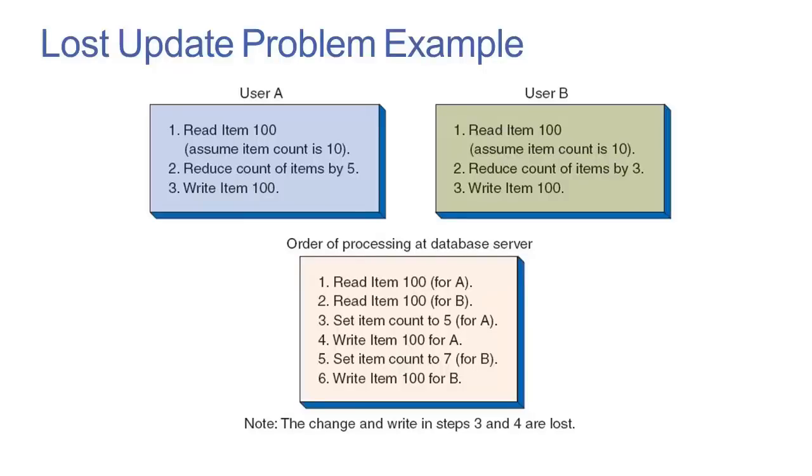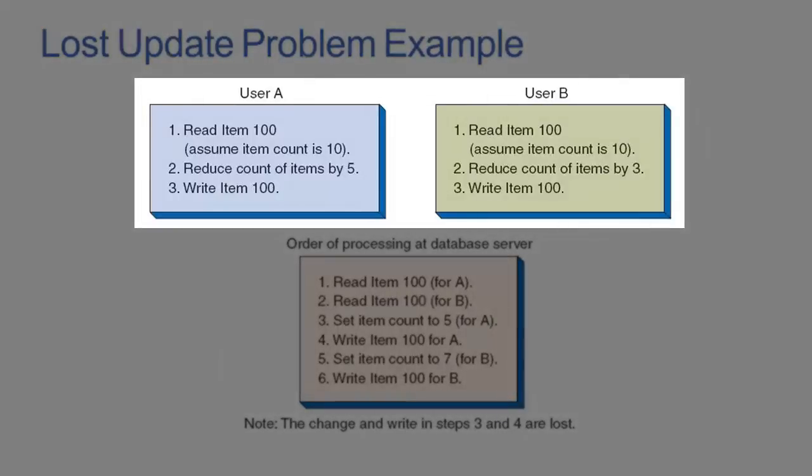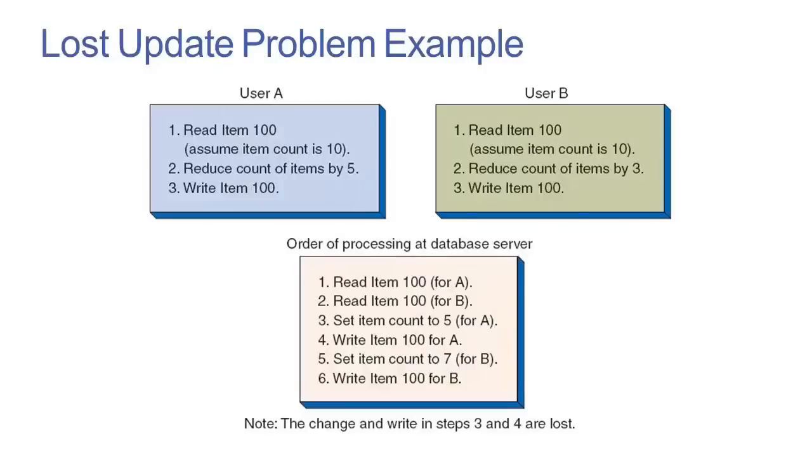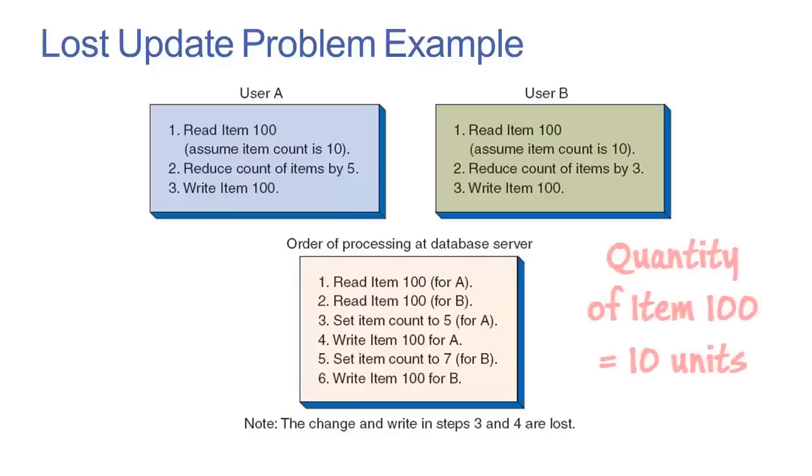In this example, imagine once again that we have user A and user B, and both A and B are attempting to use information in the item table. In this case, both user A and user B are interested in item number 100. Let's assume, for this example, that the current count value, say the quantity on hand for item number 100, is 10 units. So we have 10 units of item 100 in our inventory.